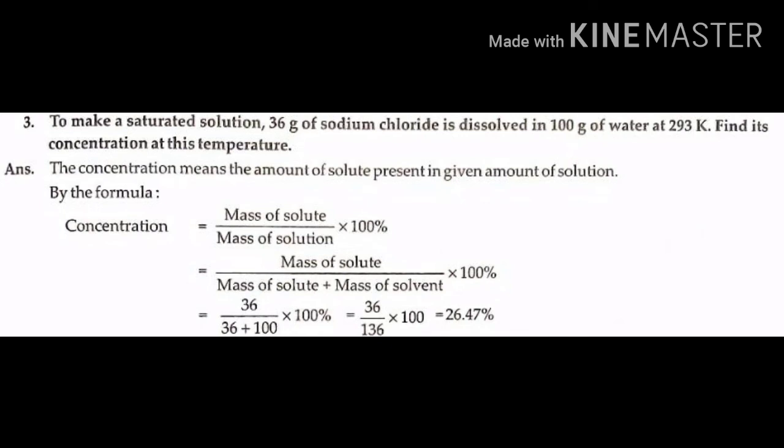Answer. The concentration means the amount of solute present in a given amount of solution. By the formula, concentration is equal to mass of solute by mass of solution into 100%, which is equal to mass of solute by mass of solute plus mass of solvent into 100%. Mass of the solute is 36, so 36 divided by mass of the solute plus mass of the solvent, 36 plus 100, into 100% is equal to 36 divided by 136 into 100, which is equal to 26.47%.